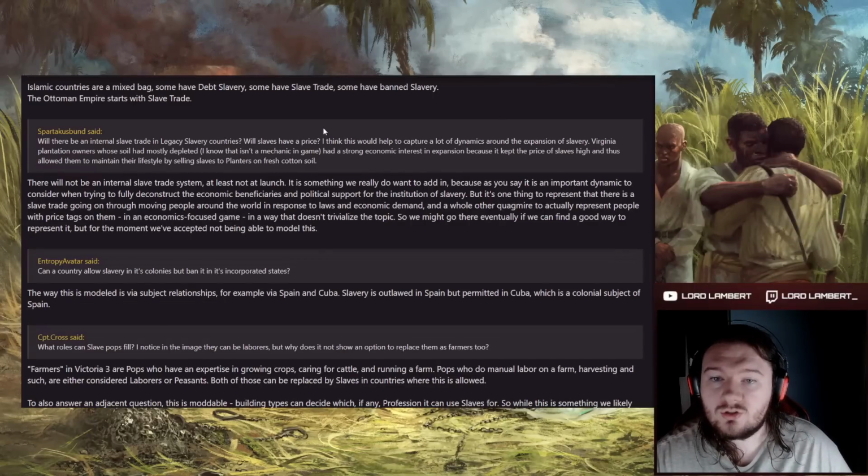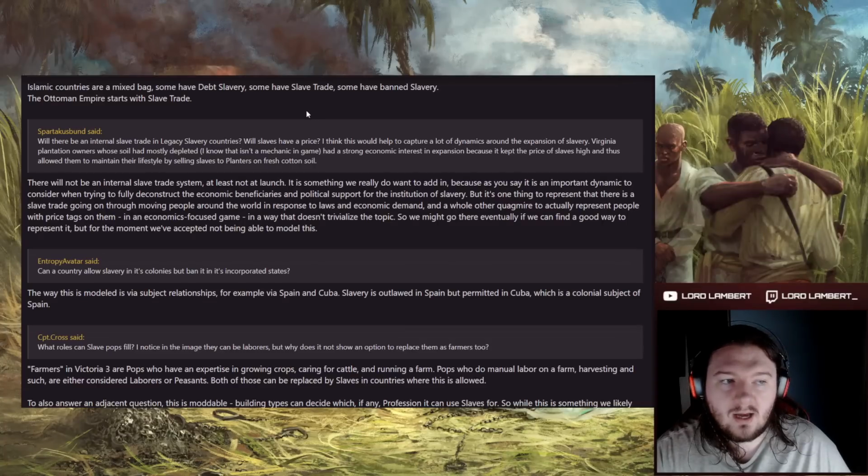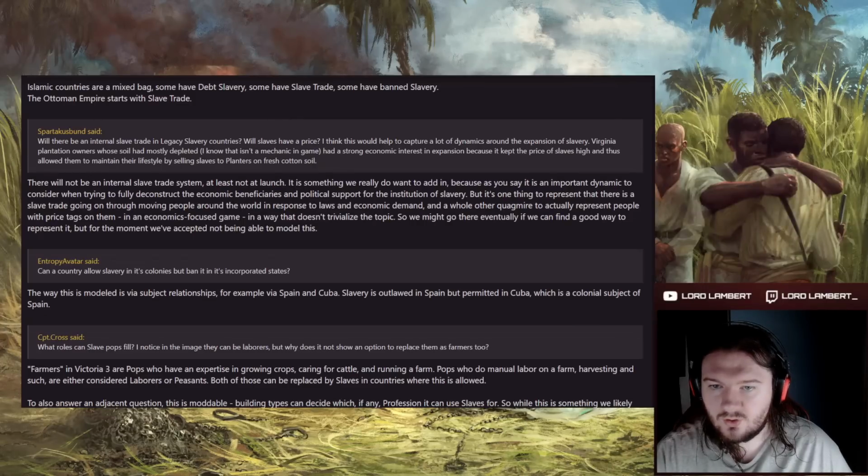Virginia plantation owners, whose soil had mostly depleted, had a strong economic interest in expansion because it kept the price of slaves high and thus allowed them to maintain their lifestyle by selling slaves to planters on fresh cotton soil. It's not a mechanic in the game. How do we know that that's not a mechanic in the game? So there will not be an internal slave trade system, at least not at launch.